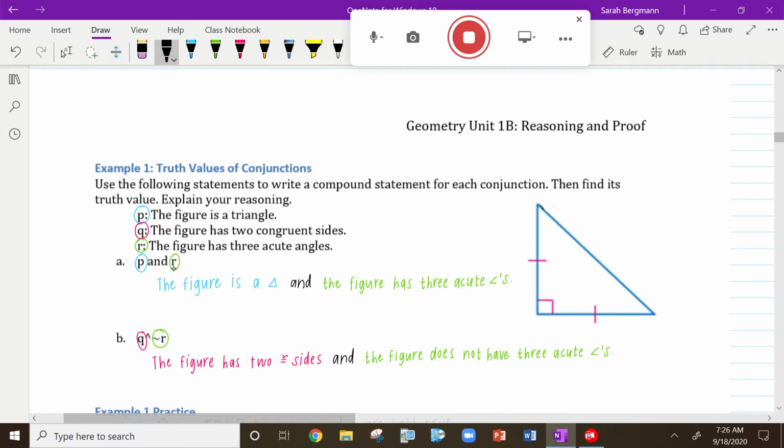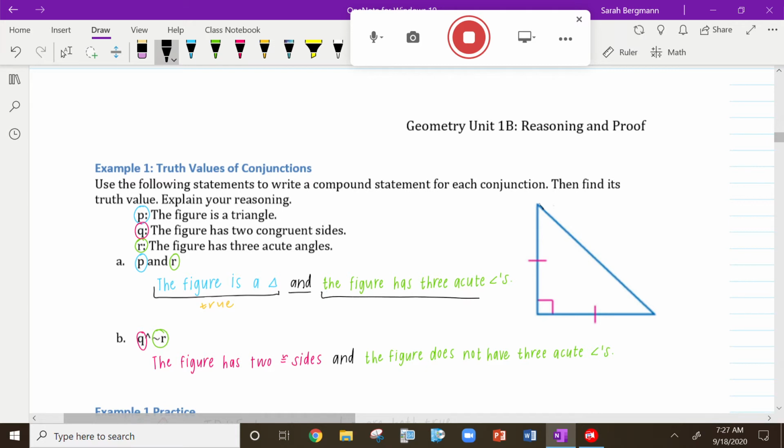So P and R, literally all you have to do is write the P statement, so the figure is the triangle, write the word and, then write the statement for R. So we have the figure is a triangle and the figure has 3 acute angles. Once you've written the statement, it says then find its truth value. So in order to find the truth value, we need to figure out the truth value of each statement. So the figure is a triangle. This is true.